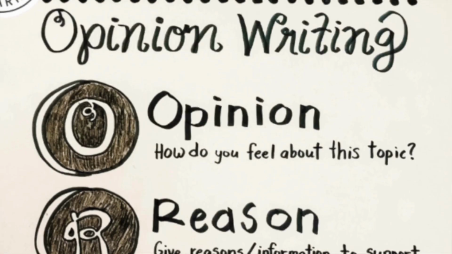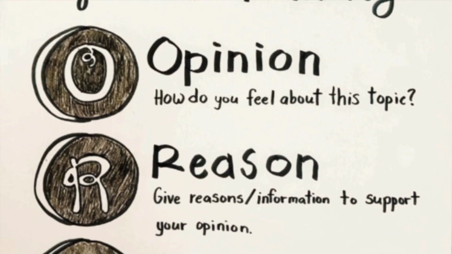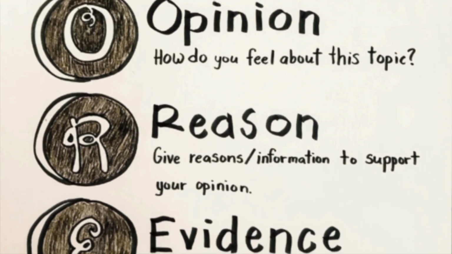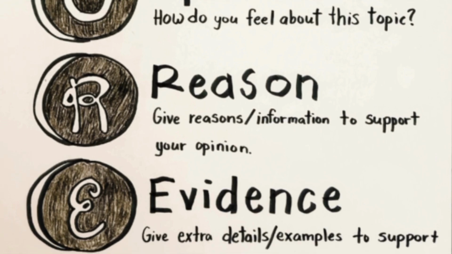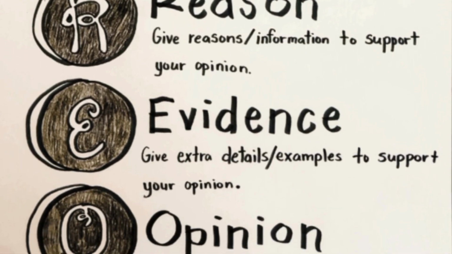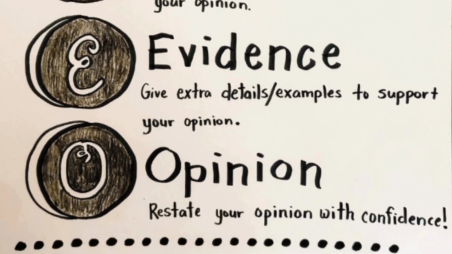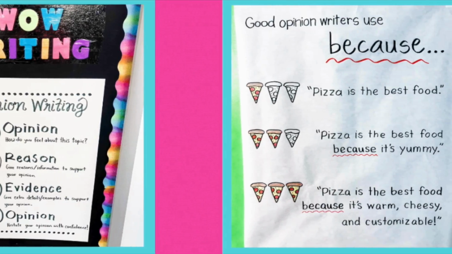Another way to teach this is to use an OREO anchor chart. So the first O stands for opinion. How do you feel about this topic? R, give me a reason. Support that with examples. E, give me evidence. Give extra details to support it. And O, state your opinion again. The OREO method is a great way to teach opinion writing, and you can display this anchor chart along with the power of because throughout the school year.